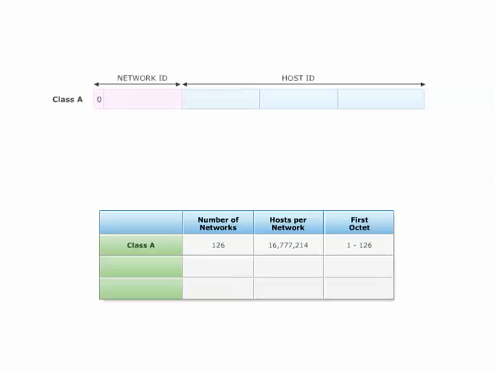Class A IP addresses are for very large networks, such as a major international company might have. IP addresses with a first octet from 1 to 126 are part of this class. The other 3 octets are used to identify each host.